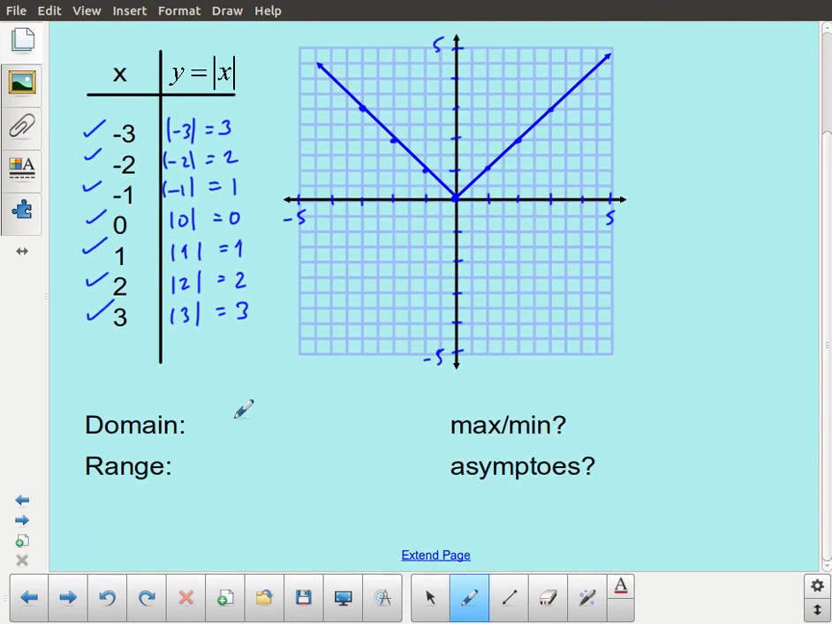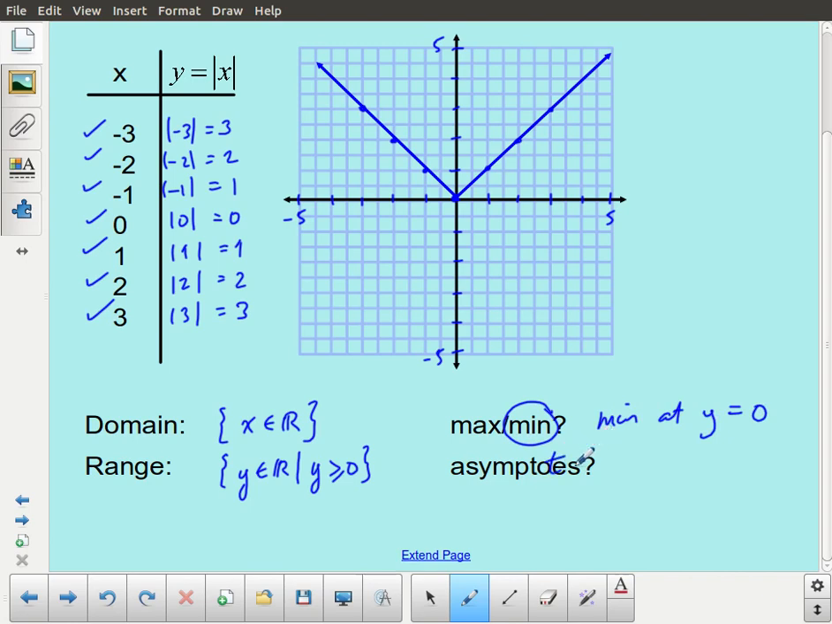Now, what about the domain of this? The domain of this one is x member of the reals. You can put any value of x in here and it will turn it into the positive version. So for the parent function, that means the y values are always going to be positive. Does this one have a maximum or a minimum? Yes, it has a minimum at y equals 0. And once again, a misspelled asymptote. Does it have any asymptotes? No, it does not.